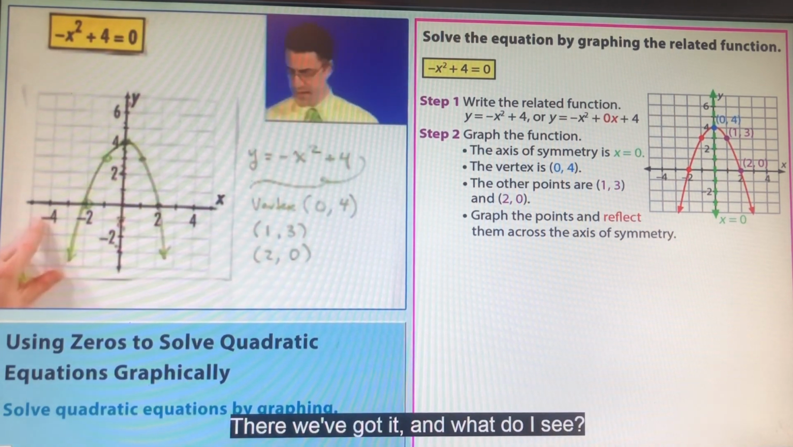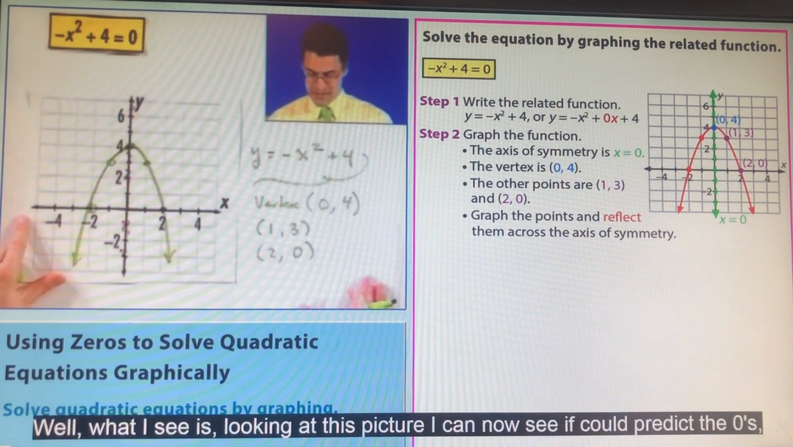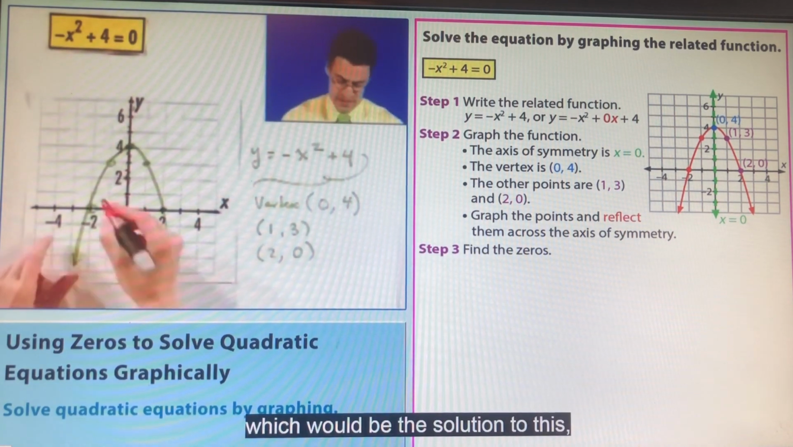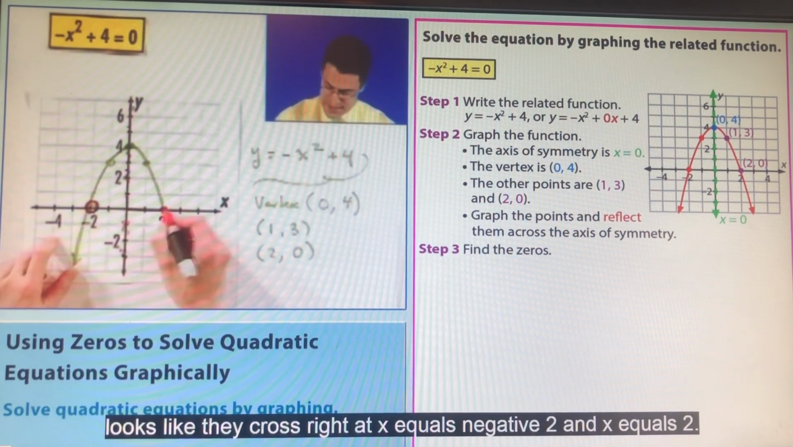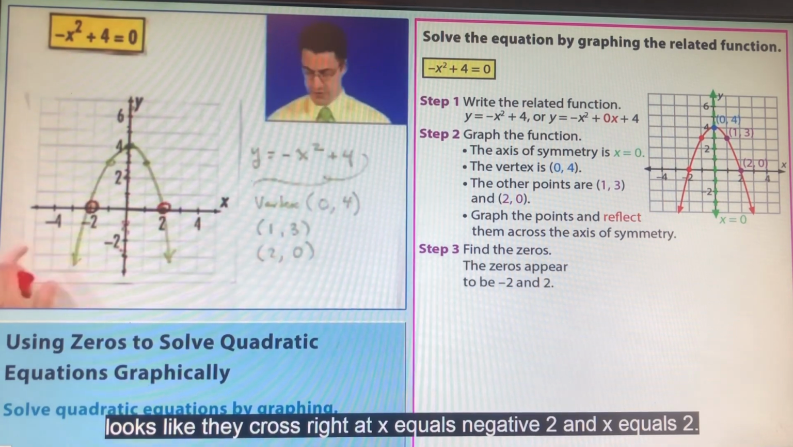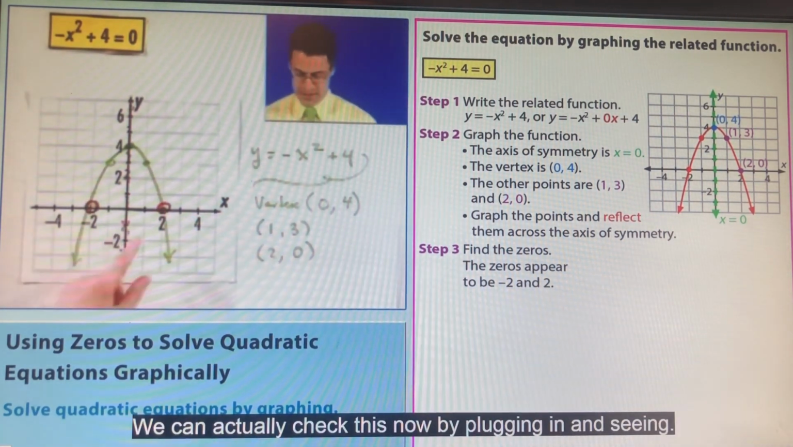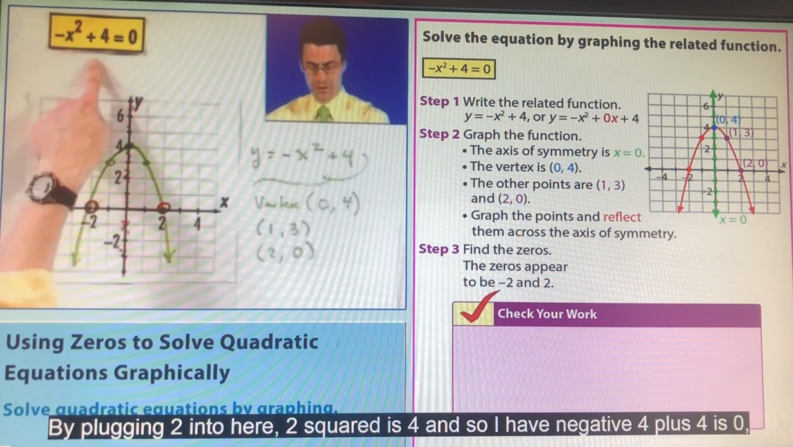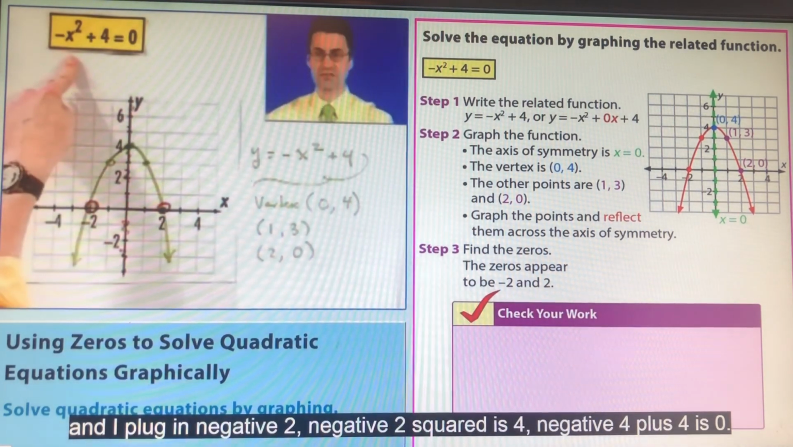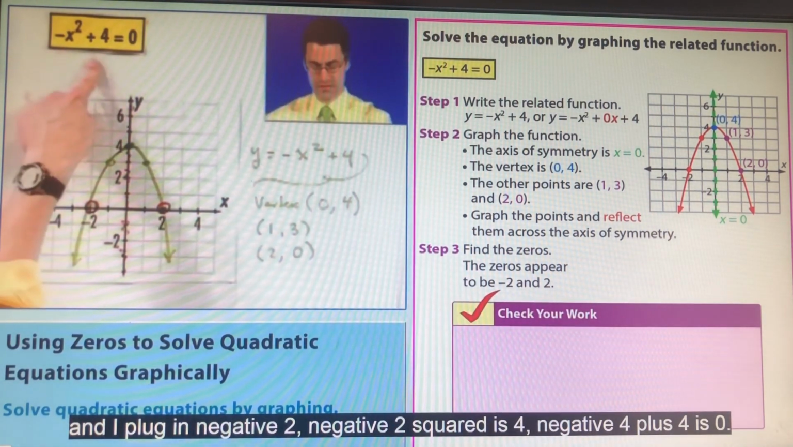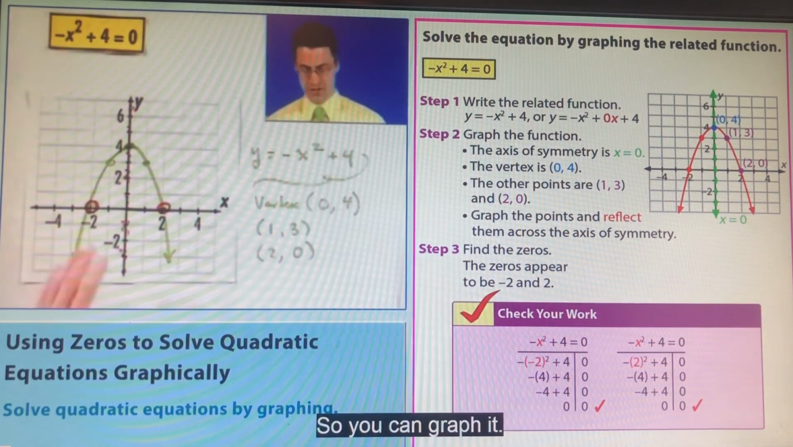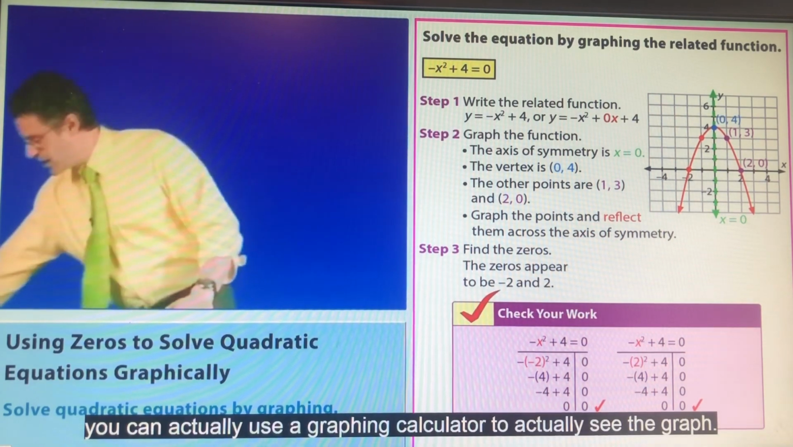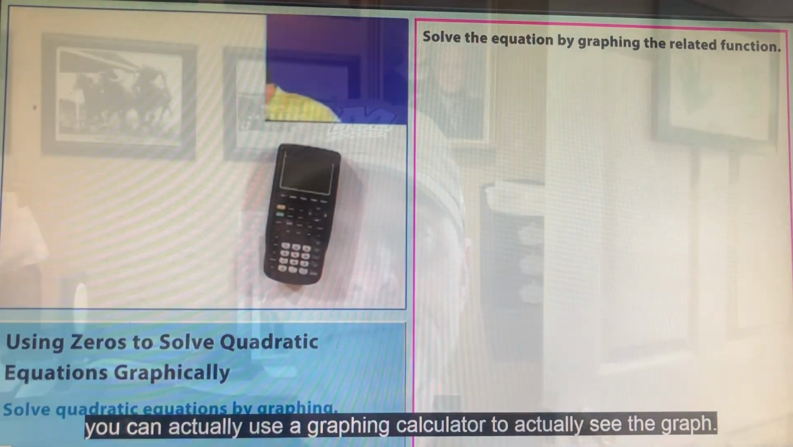There, we've got it. And what do I see? Looking at this picture, I can now predict the zeros, which would be the solutions. It looks like they cross right at x equals negative 2 and x equals 2. And we can check this by plugging in. If I plug in 2, 2 squared is 4, and so I have negative 4 plus 4 is 0. When I plug in negative 2, squared is 4, negative 4 plus 4 is 0. It actually checks. Neat, so you can graph it. In fact, if you're really high-tech, you don't even have to graph them by hand. You can use a graphing calculator to see the graph.